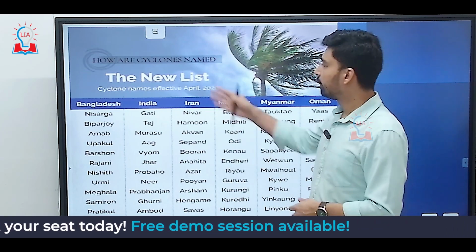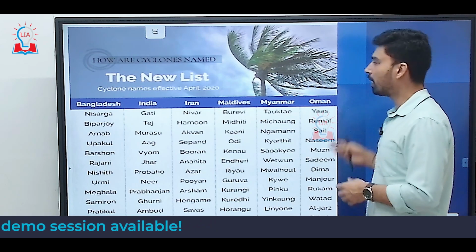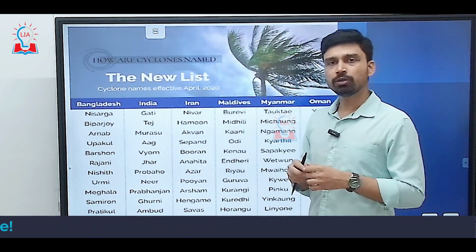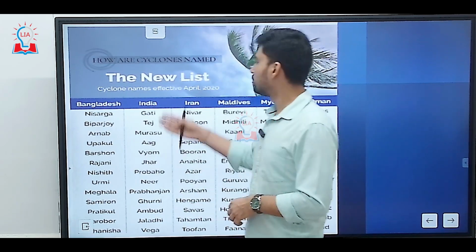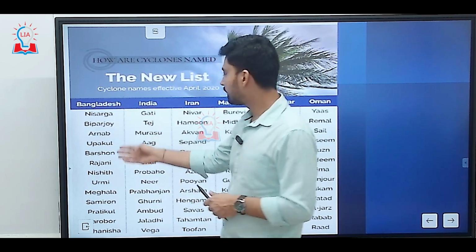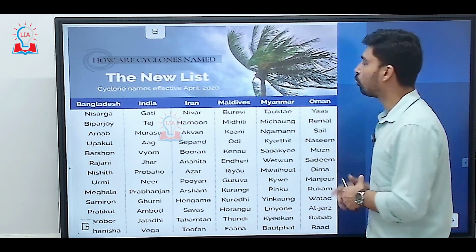In this regard, these are the countries such as Bangladesh, India, Iran, Maldives, Myanmar, Oman, and some other countries which are also situated in the northern Indian Ocean. The countries especially that are affected by the cyclones are asked to provide a list of 30 names. For example, Bangladesh, as you can see, has given 30 names. India, Iran, Maldives, Myanmar, and Oman similarly.